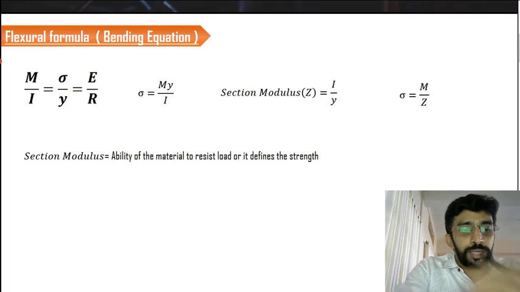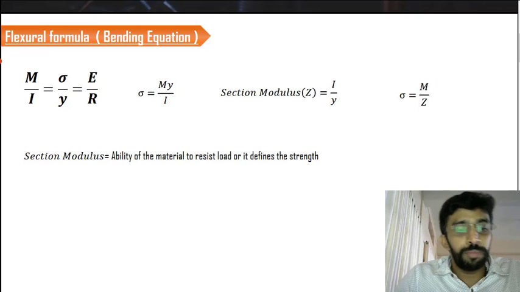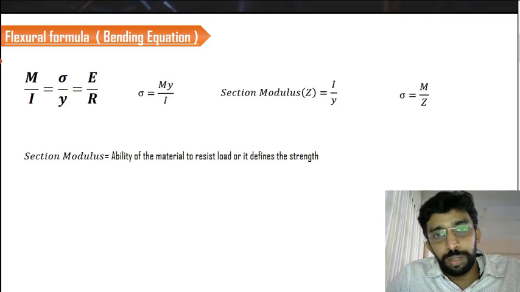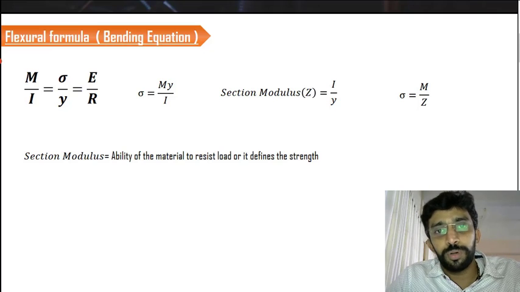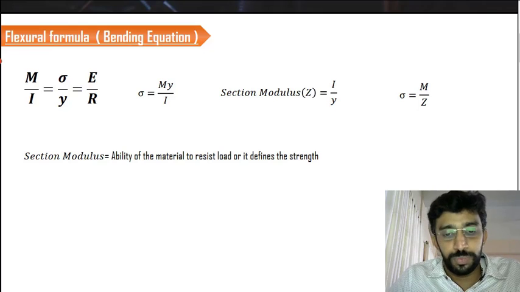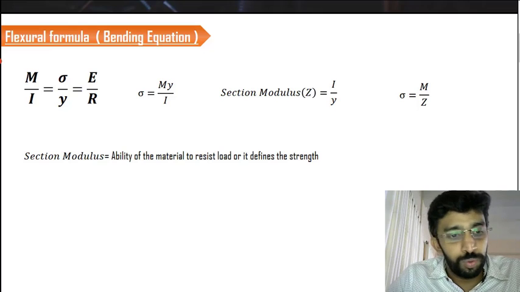In the previous class we learned the bending equation. It's very simple: M by I is equal to sigma by Y equal to E by R, and we know the meaning of each and every term in the bending equation. It's a very important equation which a mechanical engineer should not forget in his lifetime. It has that much significance. Now let us find out the stresses in a beam using the bending equation.